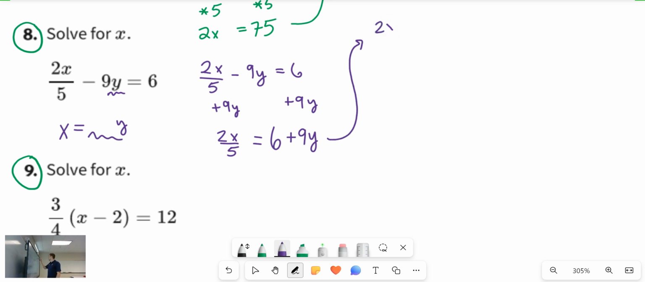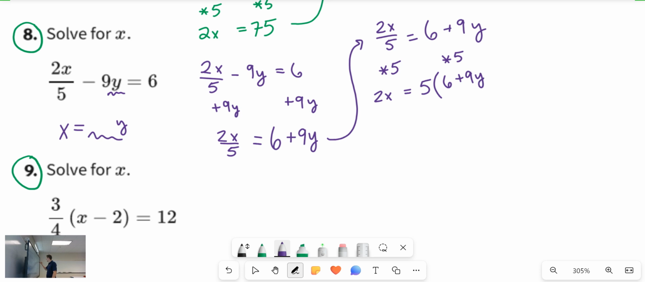So we have 2x divided by 5 equals 6 plus 9y. That's what we have right now. Next, we're going to multiply both sides by 5 to get rid of the 5 in the denominator, right? So we have 2x equals, and then we're just going to keep it like this. It doesn't say we have to simplify or not have any parentheses or anything like that. So we'll just have 5 times, and we'll just keep the inside how it was, 6 plus 9y.